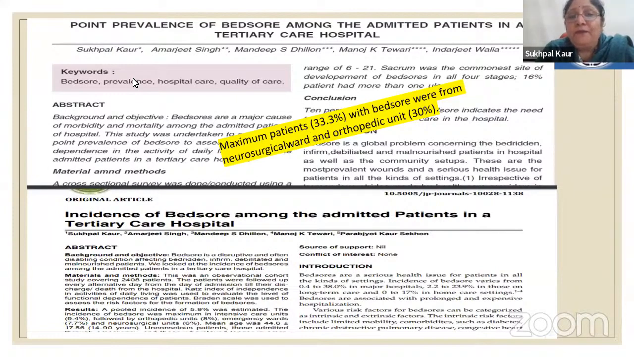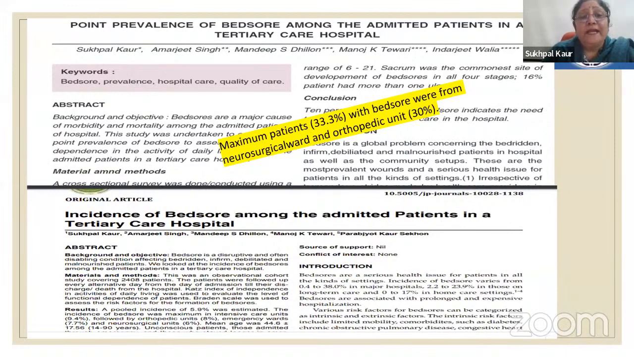And then we calculated the point prevalence, that is, how many patients had bed sores, and it was seen that around 33.3% of patients were with bed sores. Maximum were from the neurosurgical ward and the orthopedic unit. And it was followed by the other patients from the medical ward or the other surgical ward. But maximum prevalence was there in the neurosurgical ward.